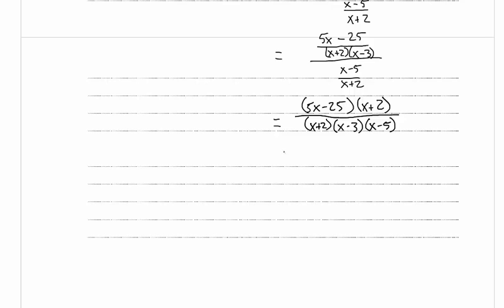And now I'm going to factor the numerator, so I can say that 5x minus 25 is equal to 5 times x minus 5 times x plus 2, divided by x plus 2 times x minus 3 times x minus 5. And now we can see that our factors of x minus 5 and x plus 2 cancel, leaving us with a final answer of 5 divided by x minus 3. And that's how we simplify complex fractions that have multiple terms in the numerator or denominator.